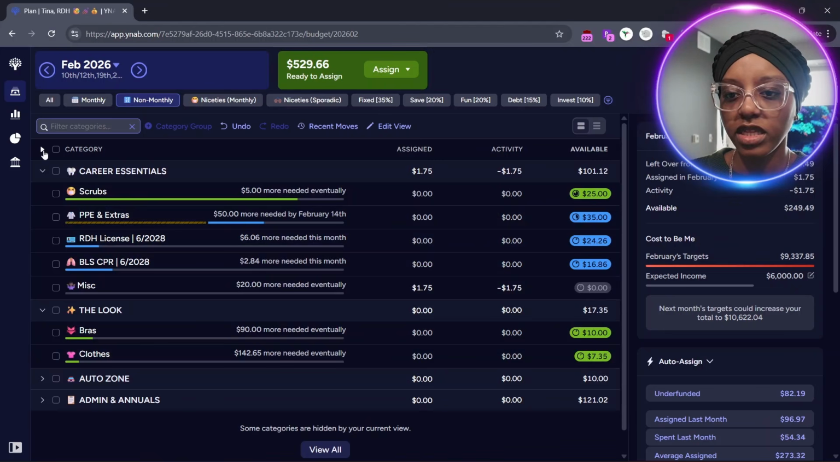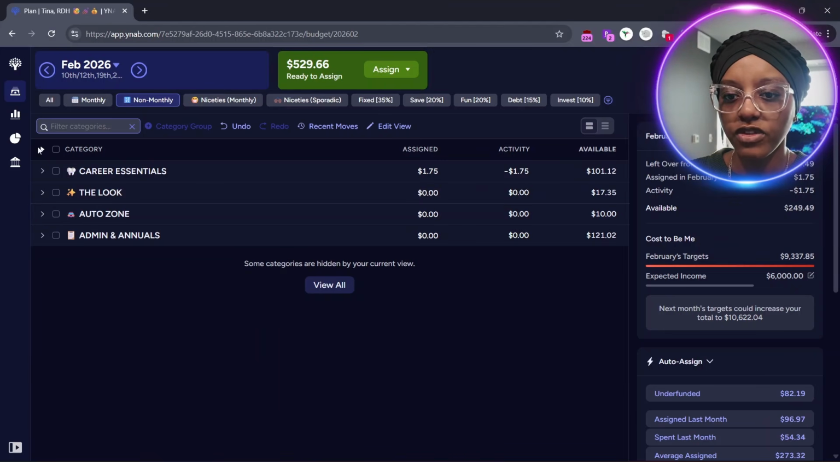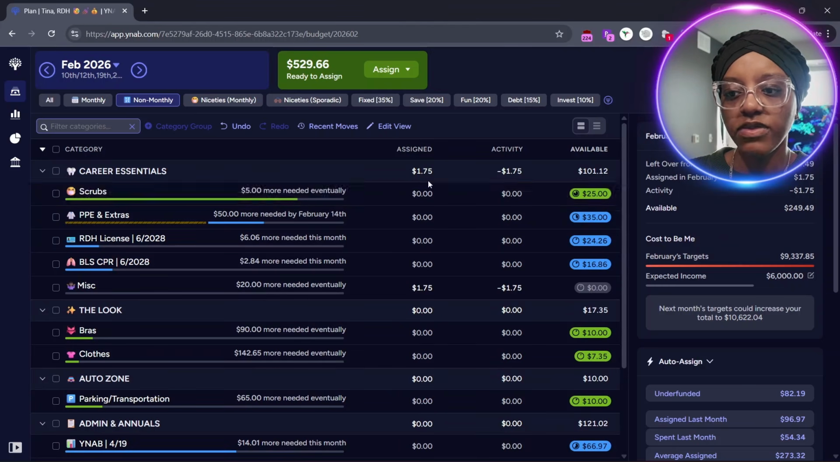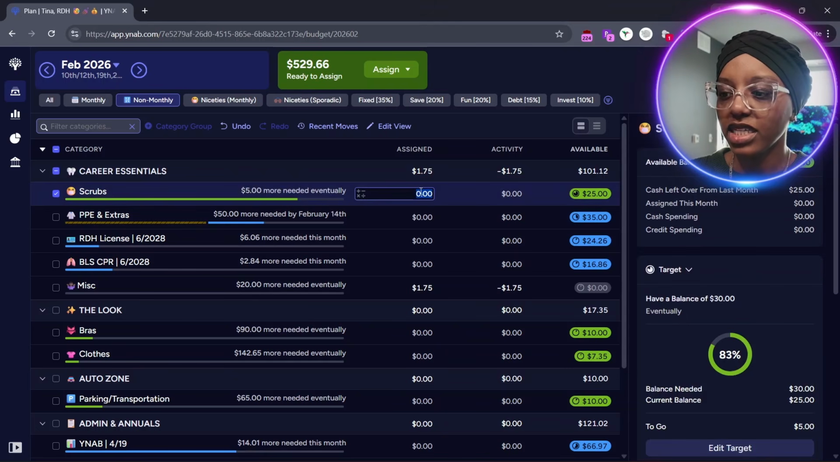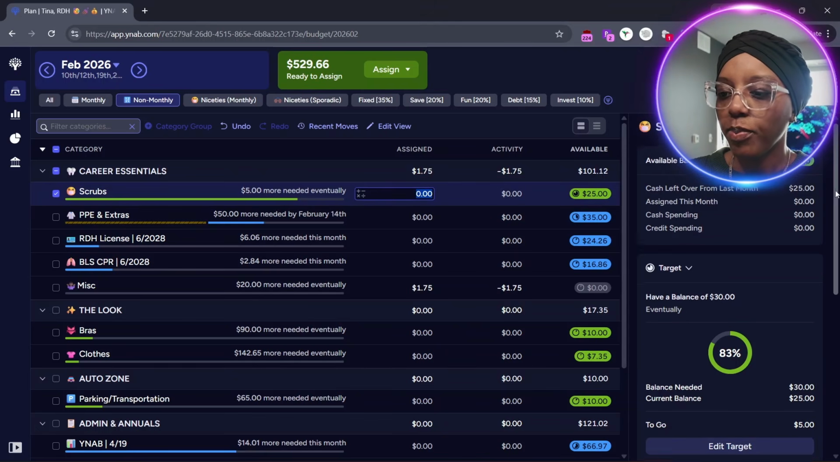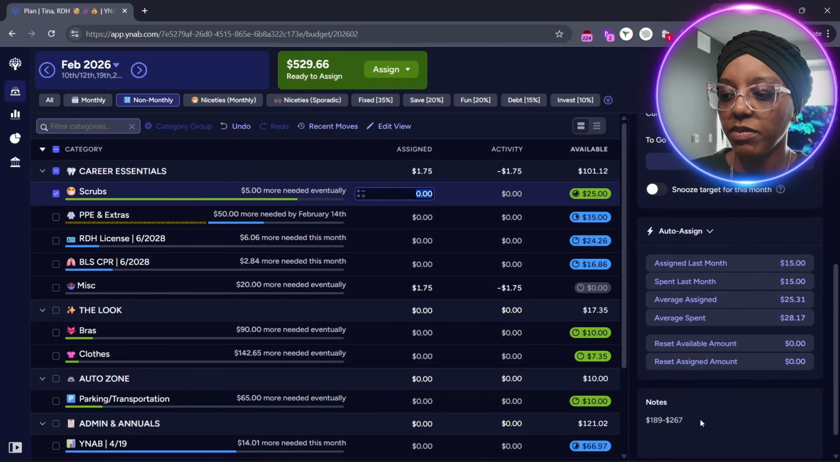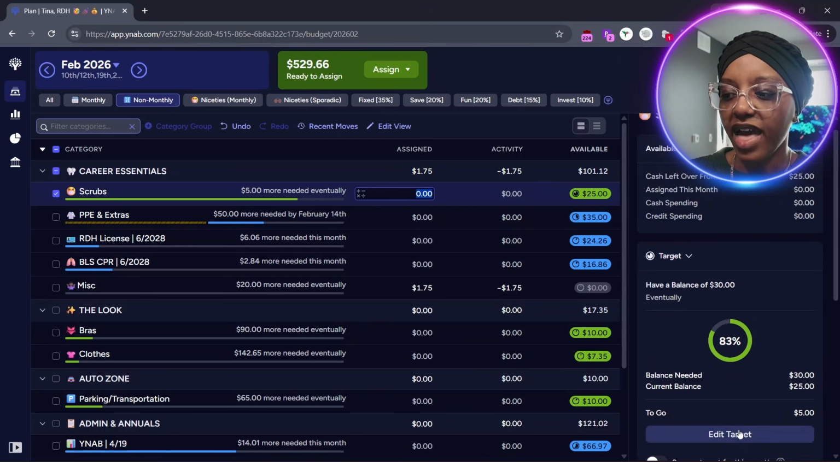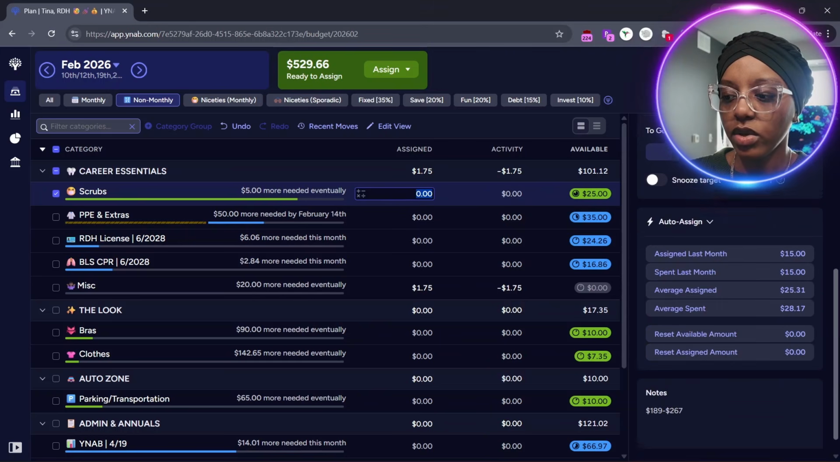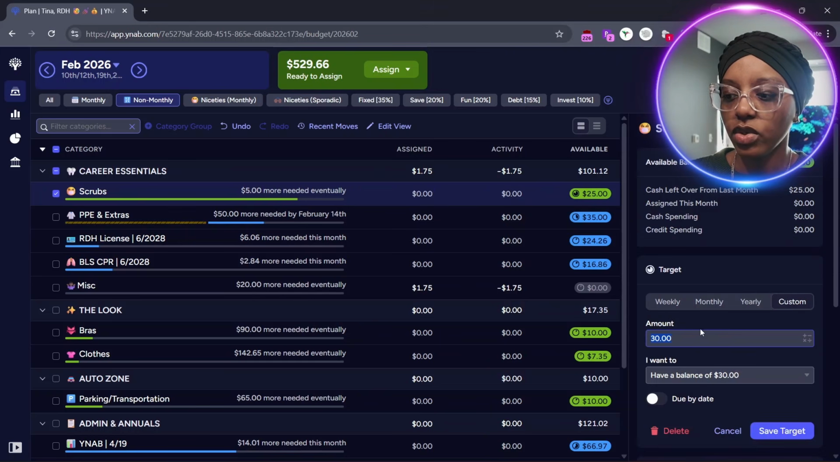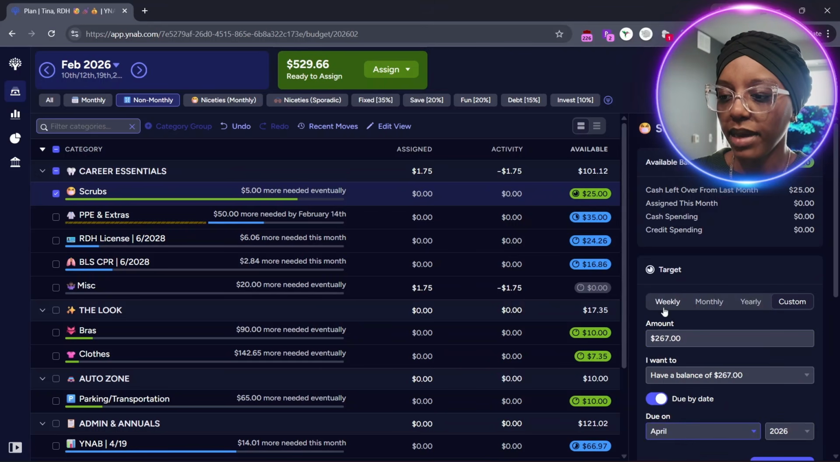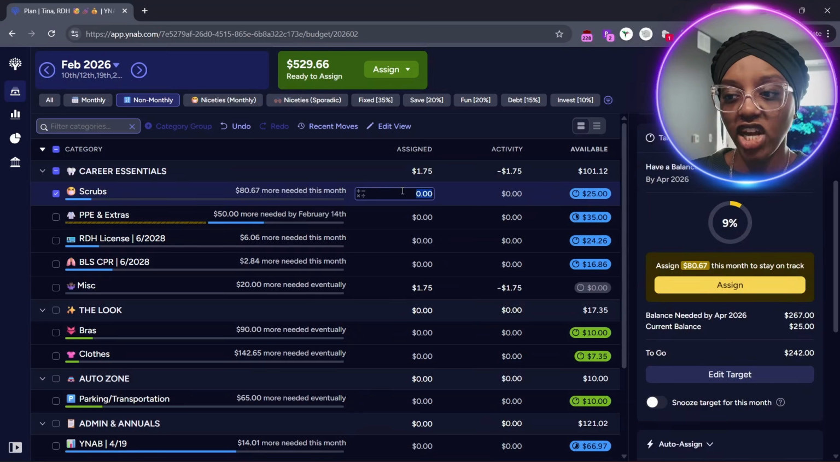All right, let's go to our non-monthlies with our $529. Career essentials, scrubs. Like I was saying, I might need to be purchasing some new scrubs. I put in the sidebar here what my cost is going to be. I'm going to be spending between $189 and $267. And that balance, let me actually do $267 just to have the high end. And I'll do that by April. Ooh, so I need $80 this month.